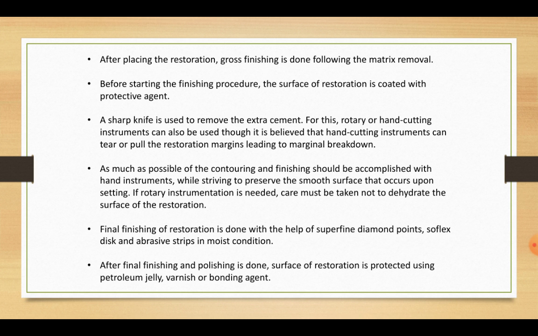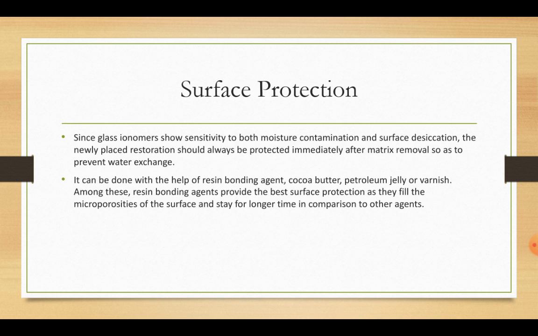After final finishing and polishing is done, the surface of the restoration is again protected using petroleum jelly, varnish or bonding agent. So the last step is surface protection. Since glass ionomers show sensitivity to both moisture contamination and surface desiccation, the newly placed restoration must always be protected immediately after matrix removal so as to prevent water exchange.